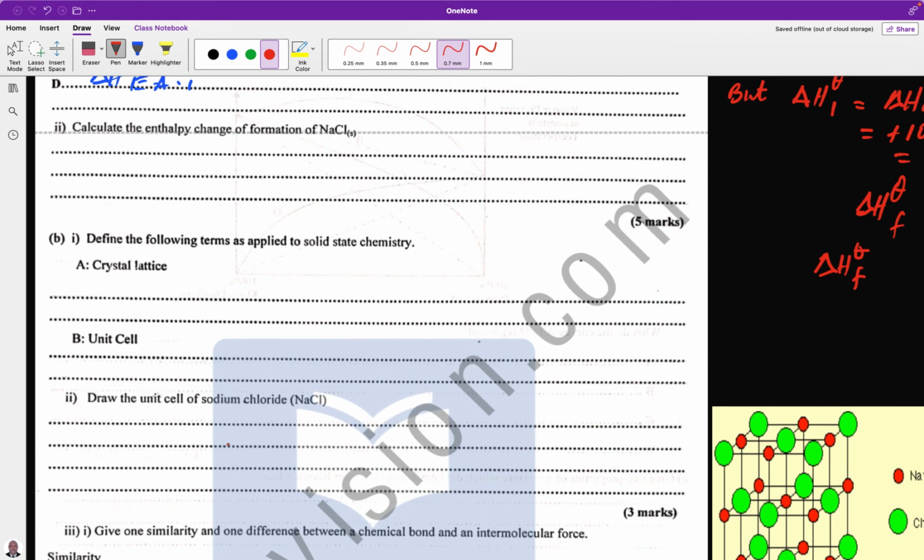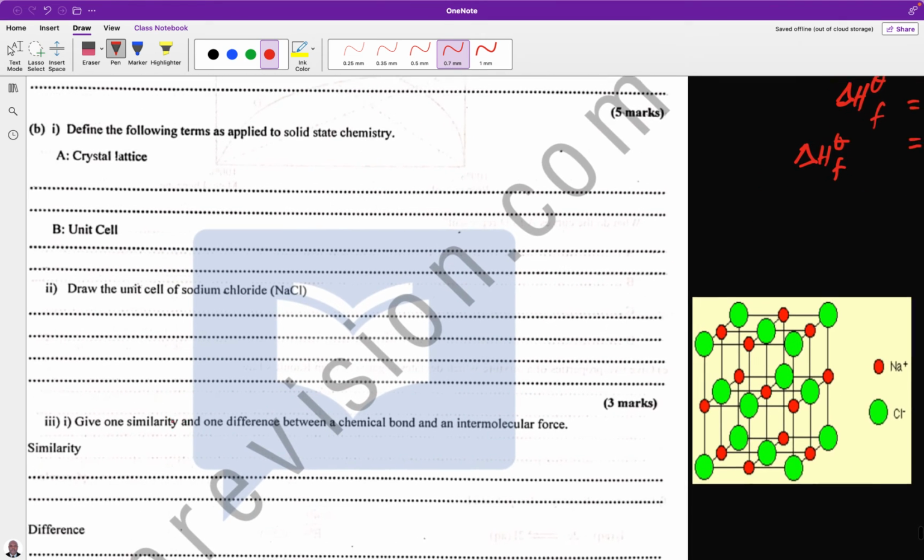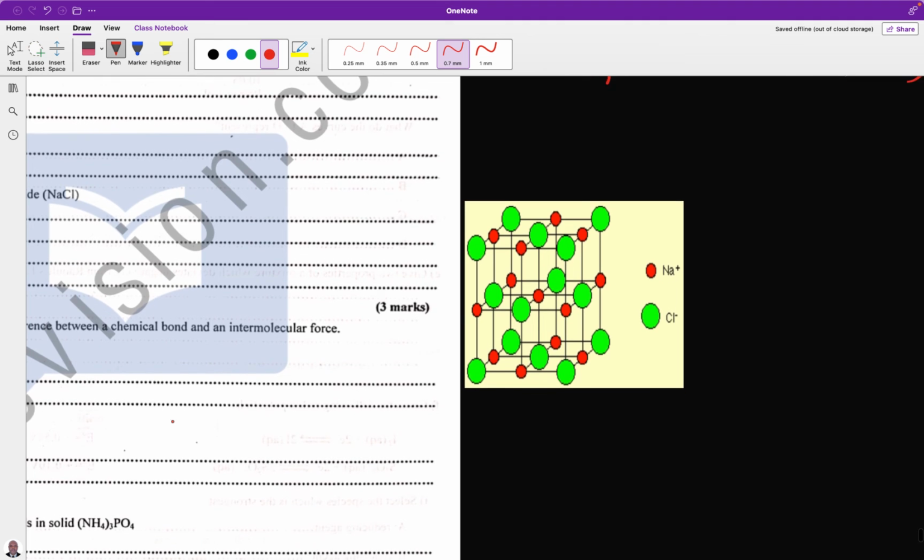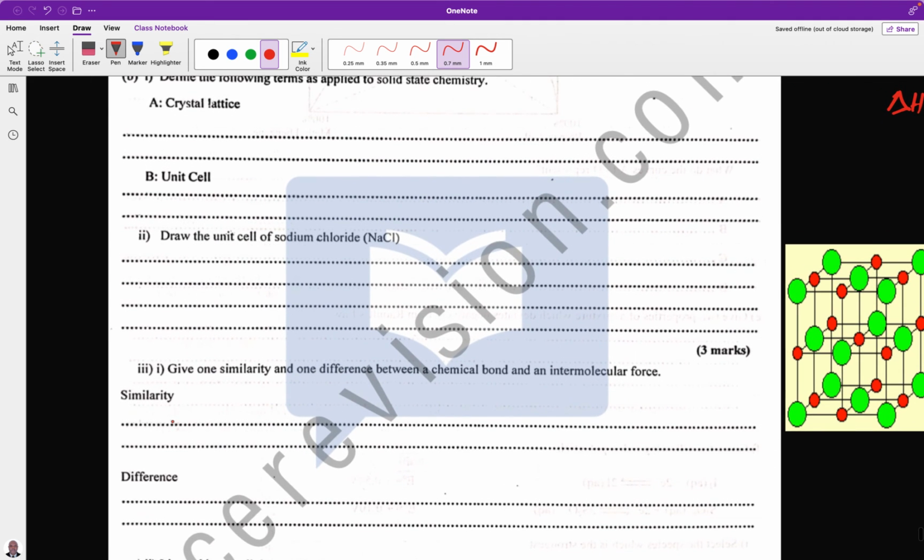Define the following terms as applied to solid state chemistry. A. Crystal lattice. What is a crystal lattice? This is an example of a crystal lattice. A crystal lattice is a regularly repeating arrangement of atoms, molecules, or ions in 3 dimensions throughout the whole crystal structure.